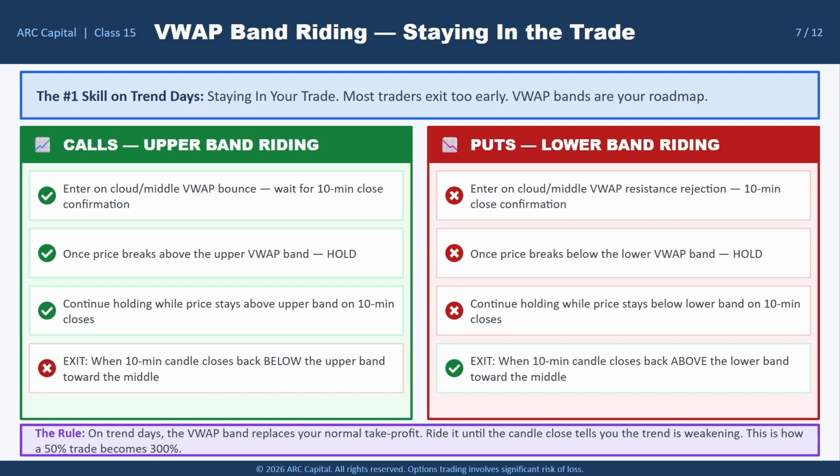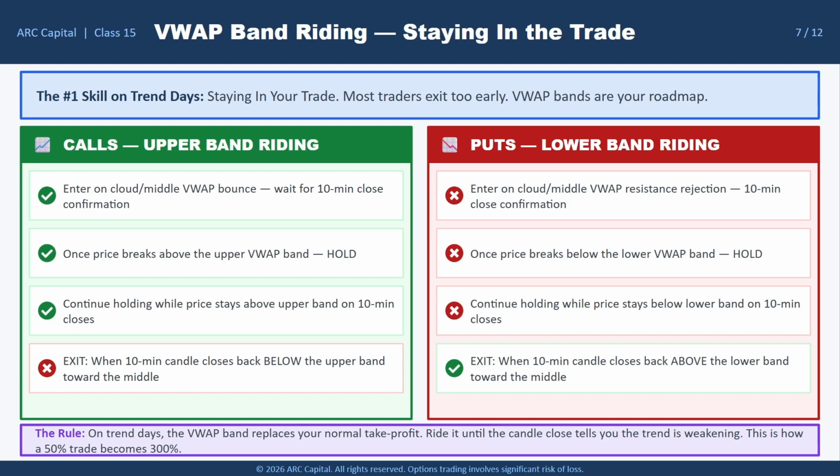Once price breaks above the upper VWAP band, continue holding while price stays above the upper VWAP band on the 10-minute closes. If you did this on MU or SNDK today, you would have pretty much stayed in all day until the close. Once we broke above, we didn't really see a break down below. Your exit would be when the 10-minute candle closes back below the upper VWAP band towards the middle, right? That's when you're going to see price come down, give you your cloud test, give you that indication if trend is going to continue or not.